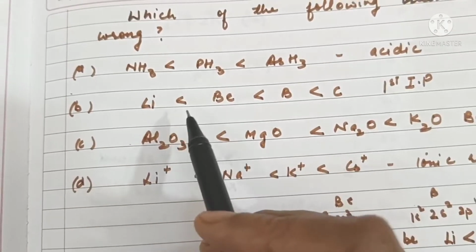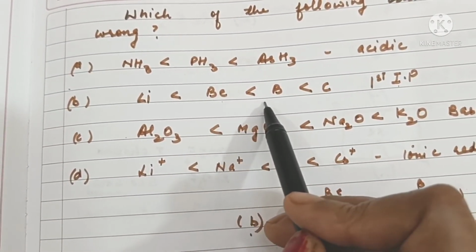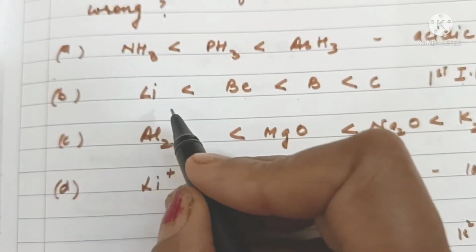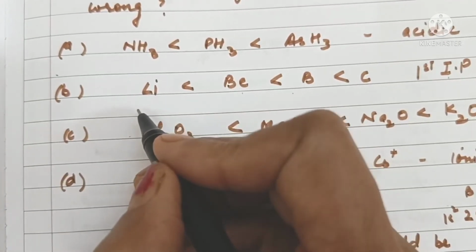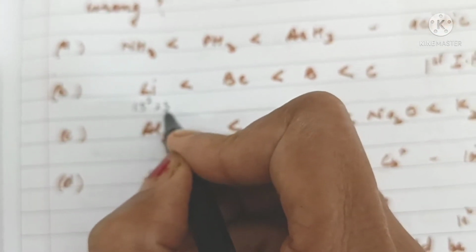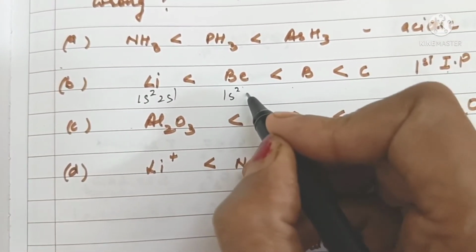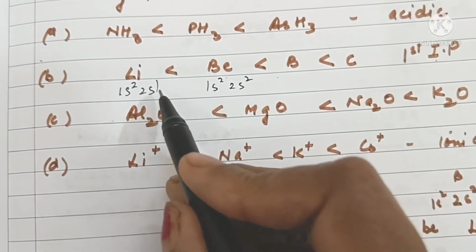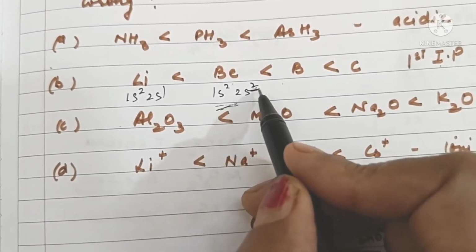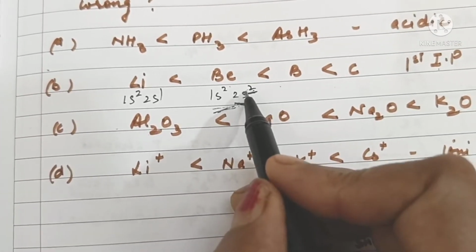Lithium has lesser ionization potential than beryllium, than boron, than carbon. This is not correct. If we compare the electronic configuration, lithium is 1s2, 2s1. Beryllium is 1s2, 2s2. So to take out one electron from beryllium, which is a fully filled and stable orbital, higher energy is needed.